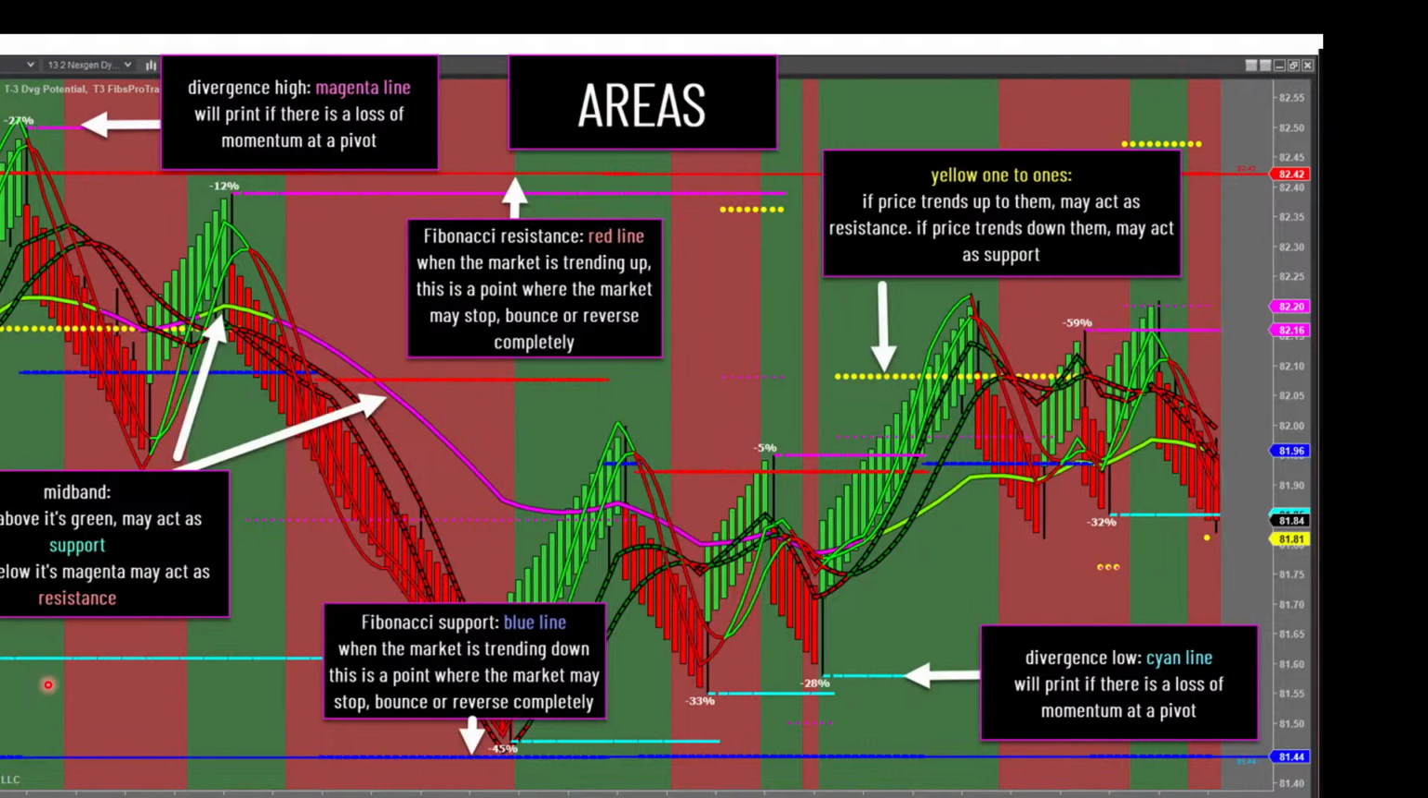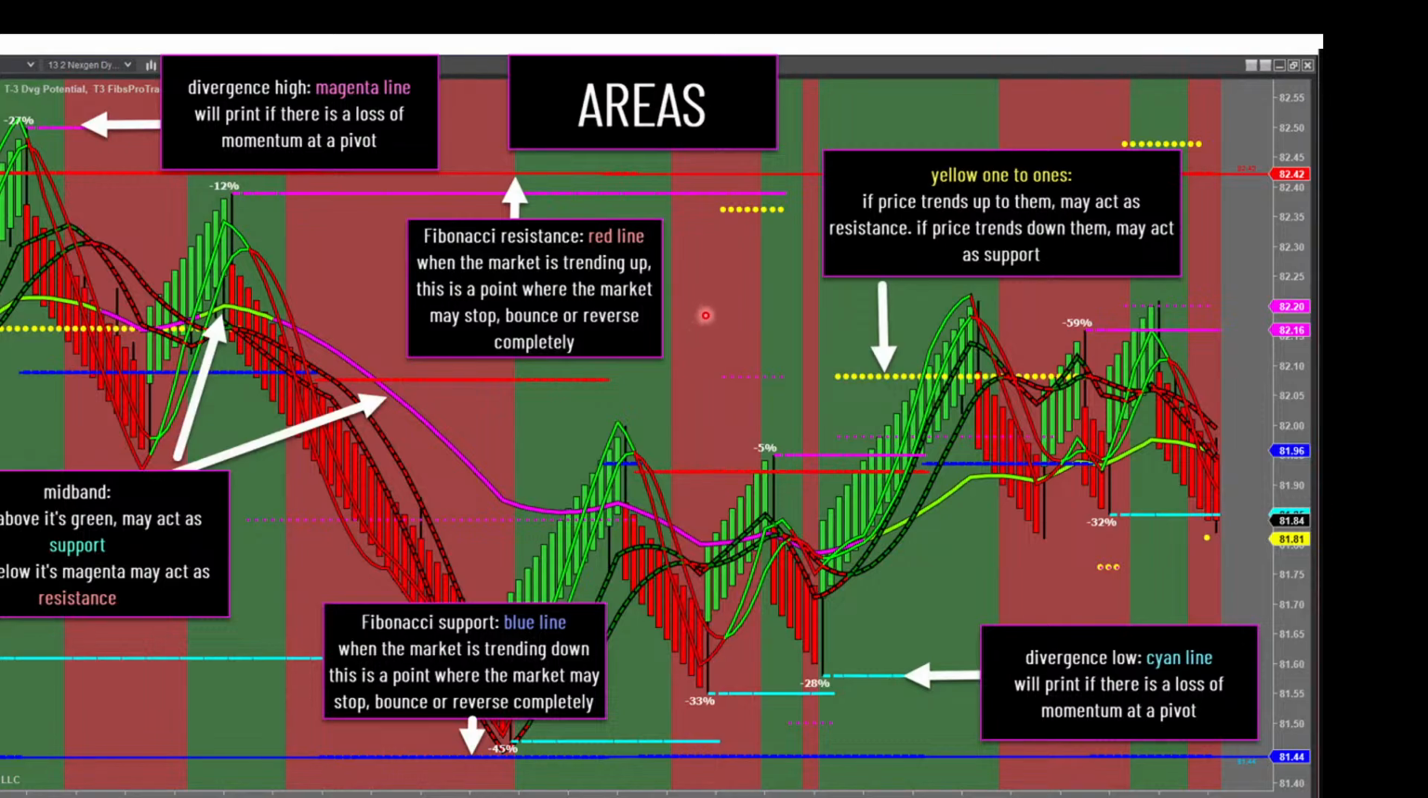The divergence highs are a magenta line. They print if there's a loss of momentum at a pivot. So if price goes up and then down and momentum is lagging, you'll see a magenta line print right off the top of that pivot. If the same thing happens at a low, you'll see a cyan line. Those are fancy words for pink and baby blue.